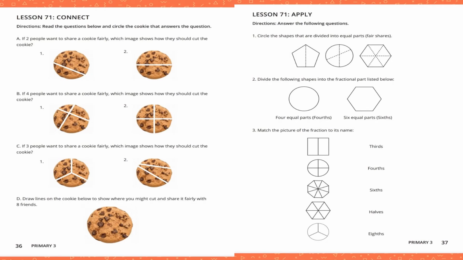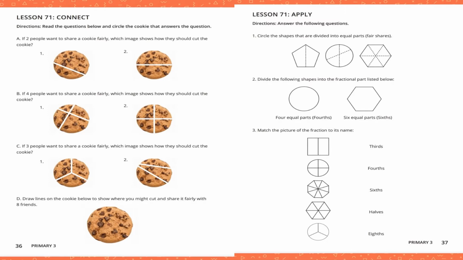Let's solve our math book. Lesson 71, the correct part. Read the questions below and circle the cookie that answers the question. Question A. If two people want to share a cookie fairly, fairly means equally. Which image shows how they should cut the cookie?